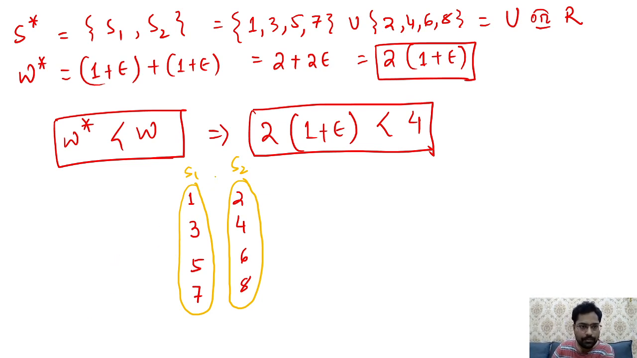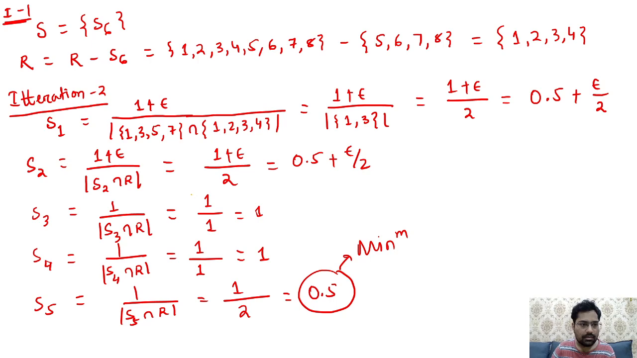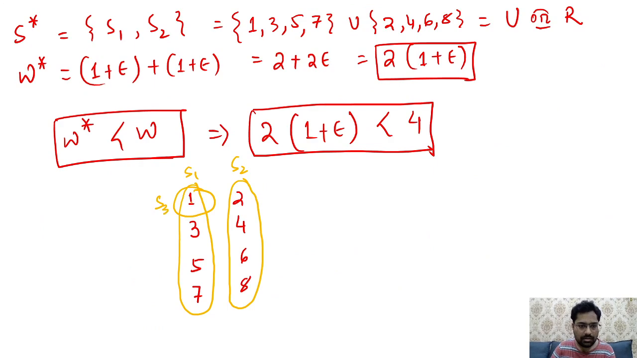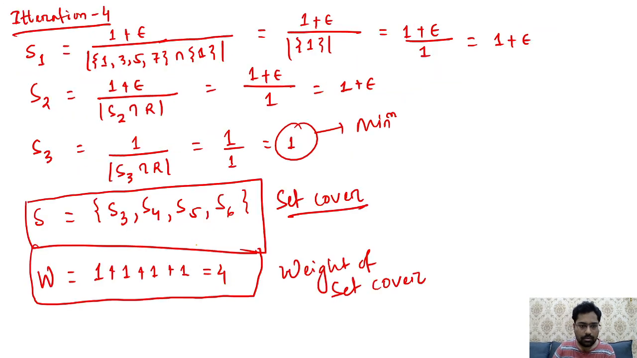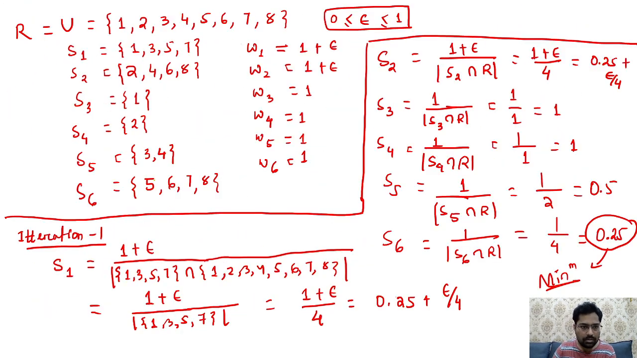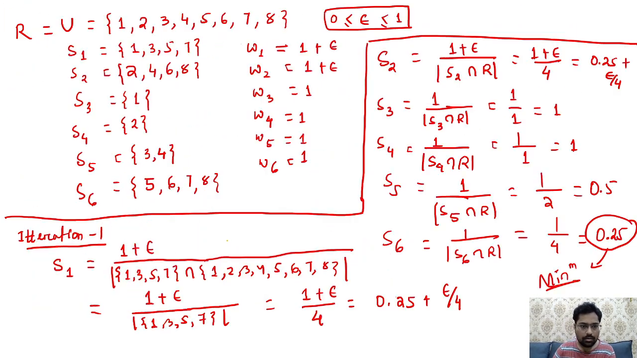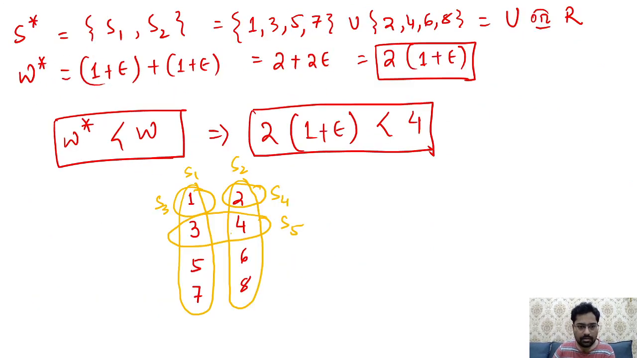And this is for S3, I think. S3 is one. Yeah, this is S3. This is S4, and 3, 4 is S5. 5, 6, 7, 8, which is left, is for S6. So as per the Venn diagram, this is how it is represented.